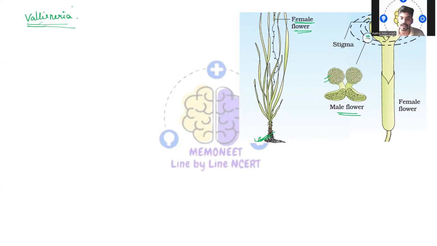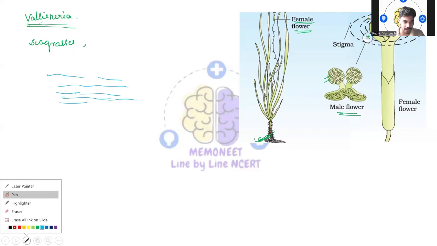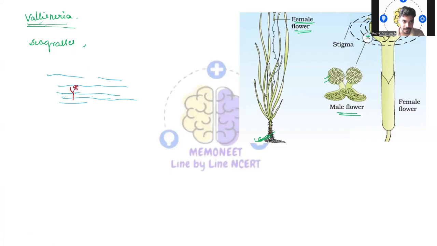Then in another group of water pollination, such as in the seagrasses, the female flower normally remains submerged in the water itself. If this is the water, the female flower is submerged in the water. And the male flower, that is the anther, is also going to release the pollen grains in the water itself.